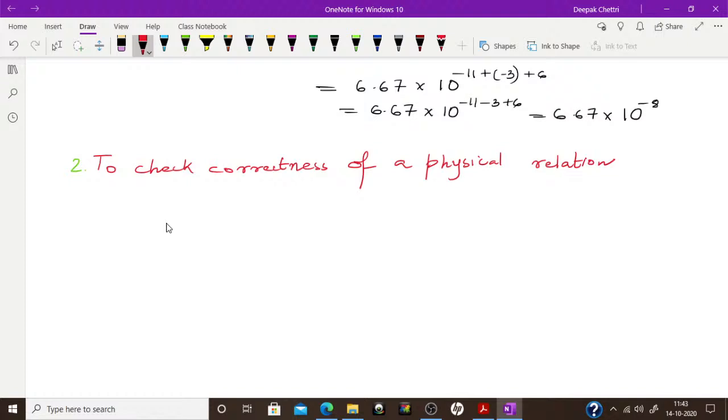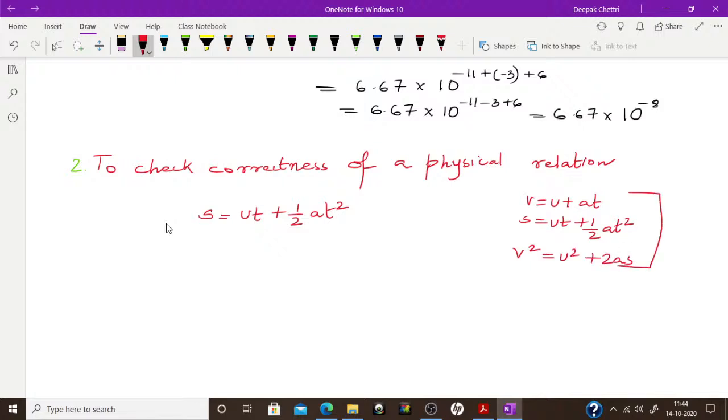If you are given a formula, it will help you to understand whether the formula is correct or not, right? For example, class 9, you must have done this. S is equal to ut plus half at square, right? This is your equations of motion, right? You have 3. V is equal to u plus at, S is equal to ut plus half at square, and the last one is v square is equal to u square plus 2as, right? Do you remember these 3? These are from your class 9, right?